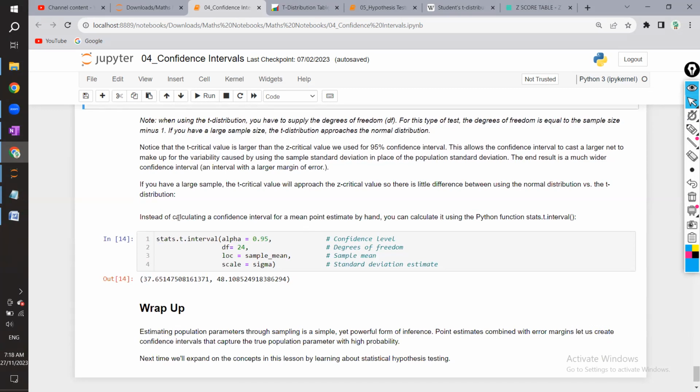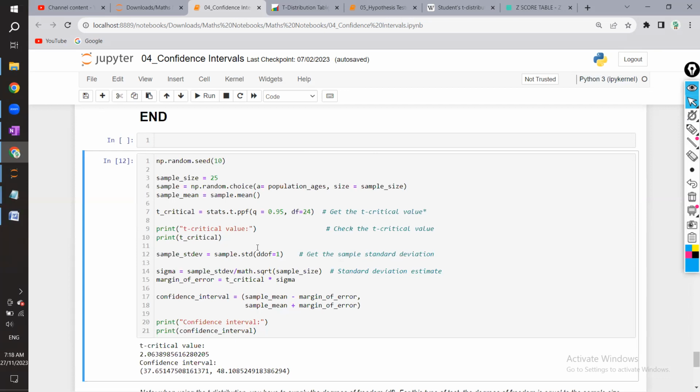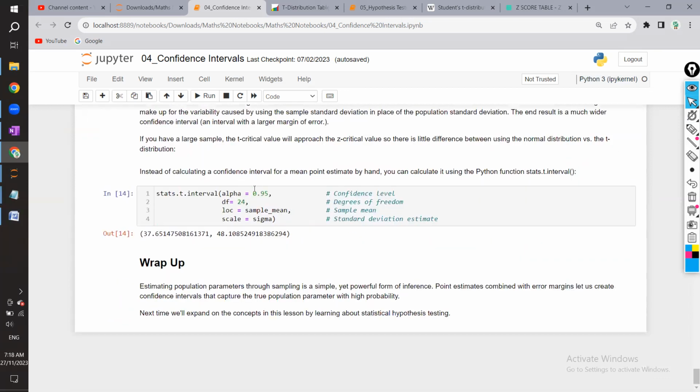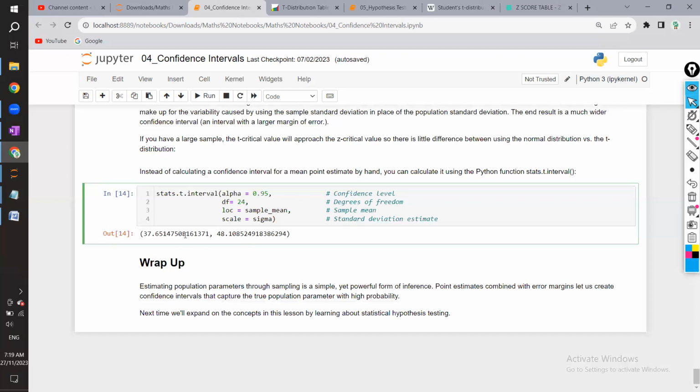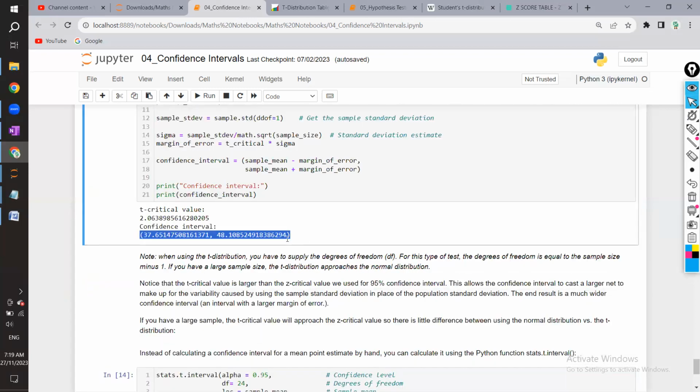And just one more technique here is, instead of doing all this in stats, you directly have something called stats.t.interval. Using stats.t.interval, you can just give the required values and it will give you the confidence interval. What you need to give: our alpha, the 0.95 confidence level, degrees of freedom, sample mean, and standard deviation estimate. That's it. Based upon these values, it will give you the 37.48. Same 37.48.